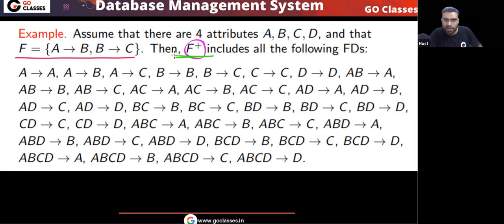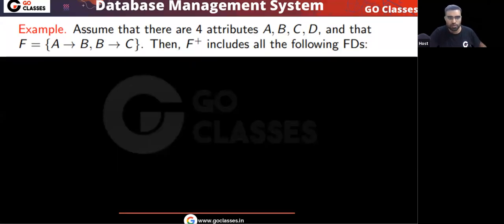Means how can we find out how many FDs we can infer? If the question asks what is the size of F plus, how do we find it? Okay, let's find it. Very simple, you can do this. Let me tell you how to do this. Always go step by step. So let's find the size of F plus.